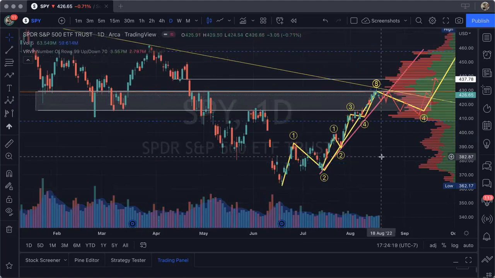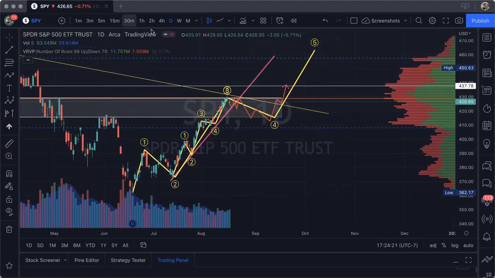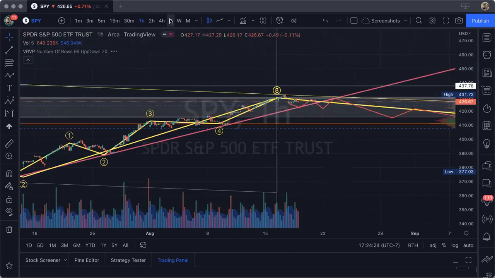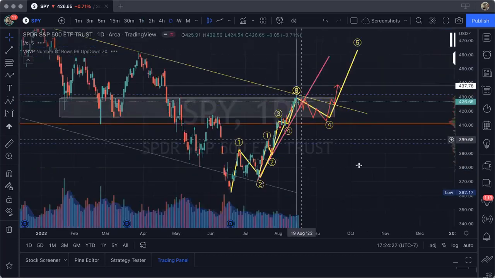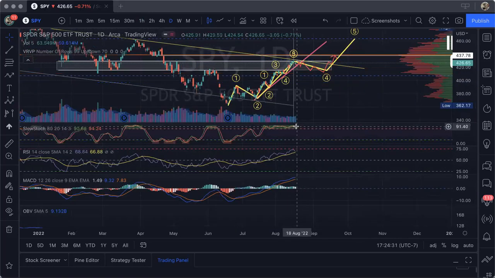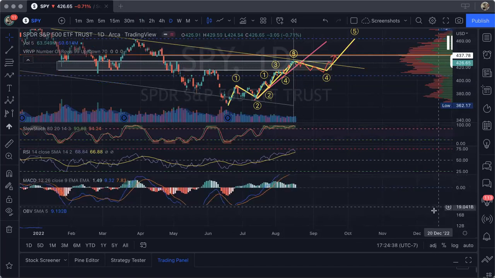All right, let's go a little bit closer. And also you want to go into, let's go back into the daily. Let's talk about indicators over here. Right, curling, MACD, not quite. Let me reset this.